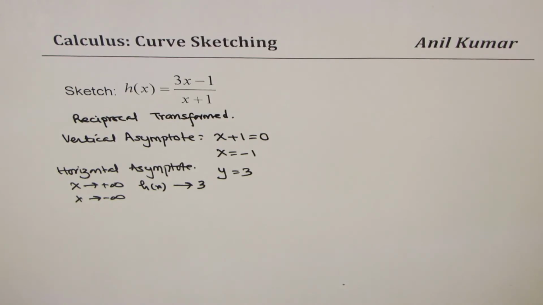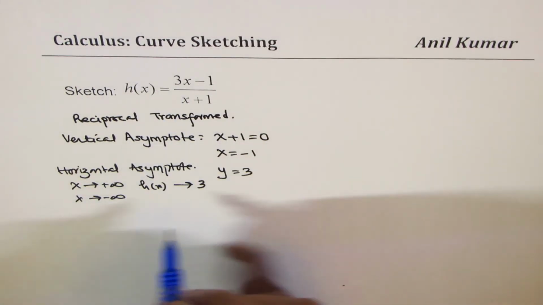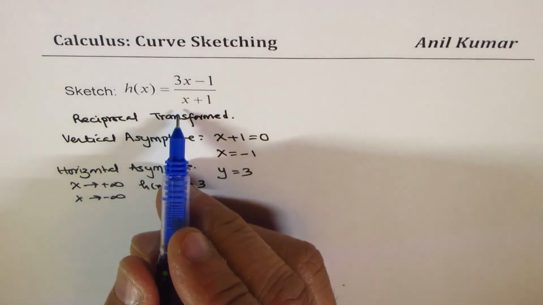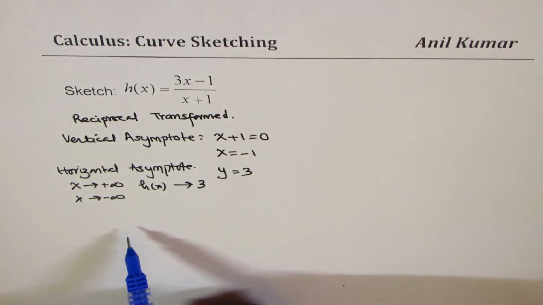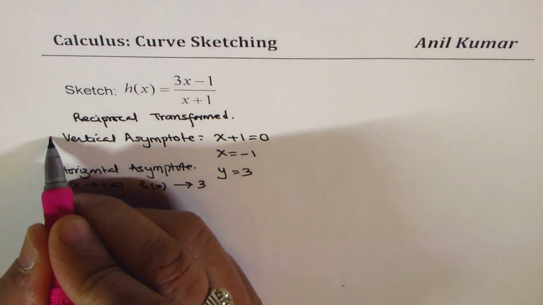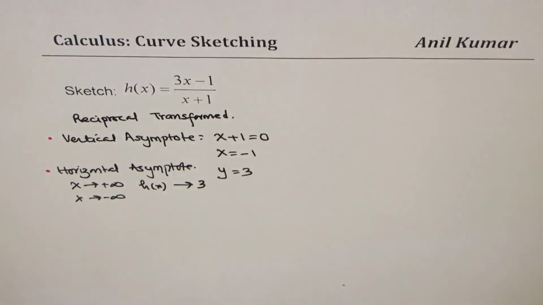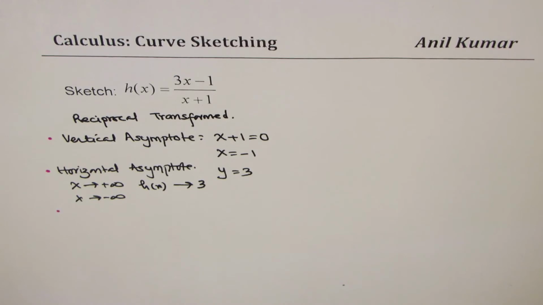So the important thing here to remember for the horizontal asymptote is that when the numerator and denominator have the same degree, it is the ratio of these. Is it okay? Fine. So that is how you get your horizontal asymptote. So we found the horizontal and vertical asymptotes. Another critical point is to find the intercepts for this particular graph.